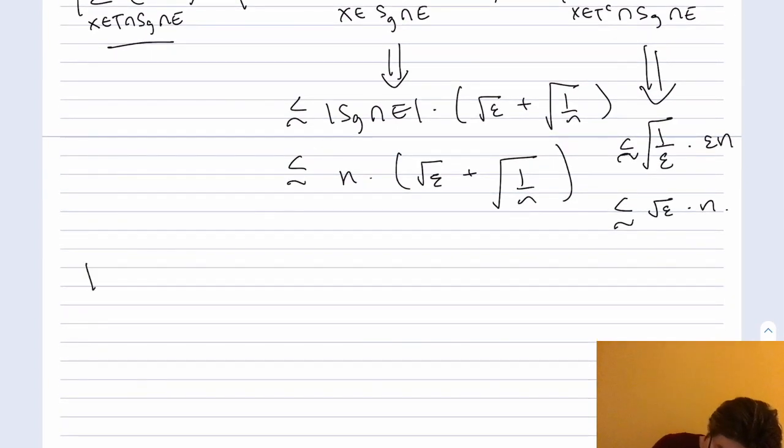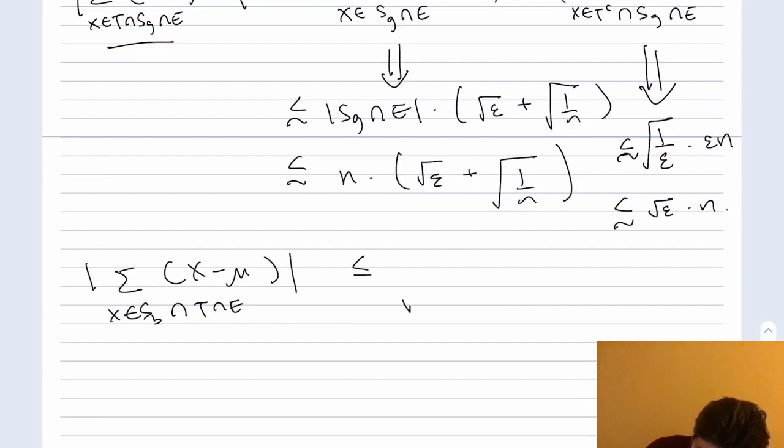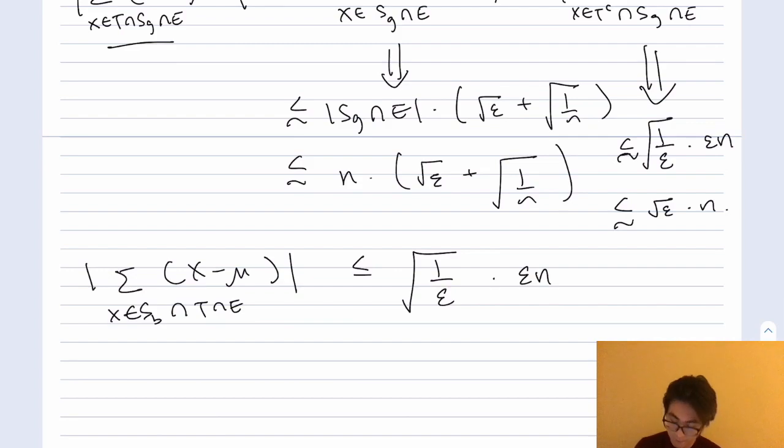And similarly, the contribution from the bad points of x minus mu is, again, each individual point, because it lies within E, is at most root 1 over epsilon, and there are at most epsilon n points, because there are at most epsilon n points in the bad set. So overall, again up to constants, this is at most root epsilon times n.